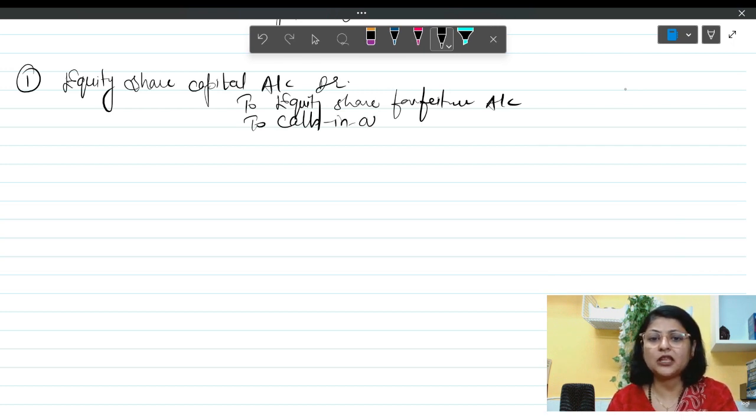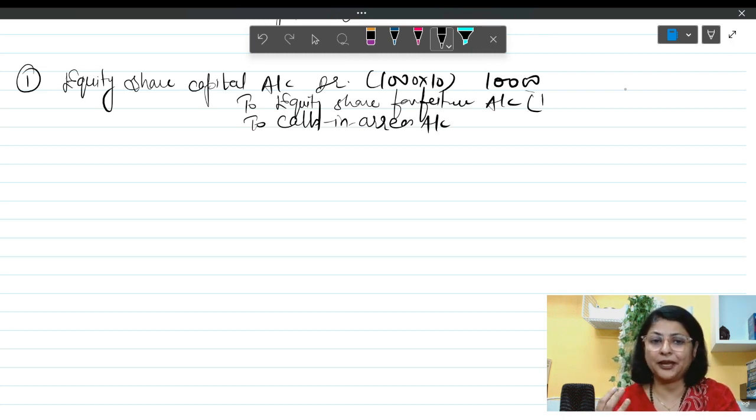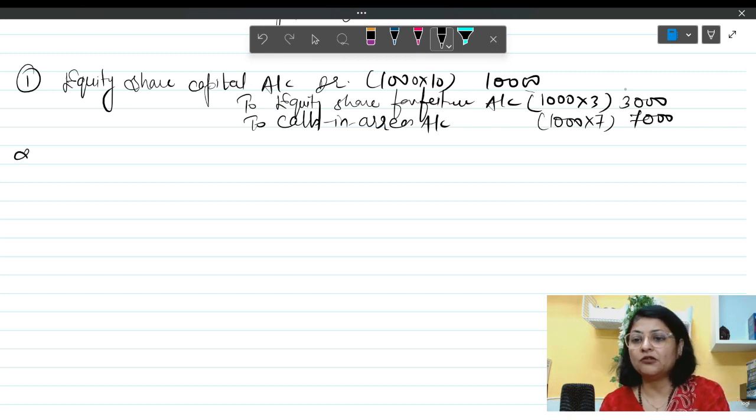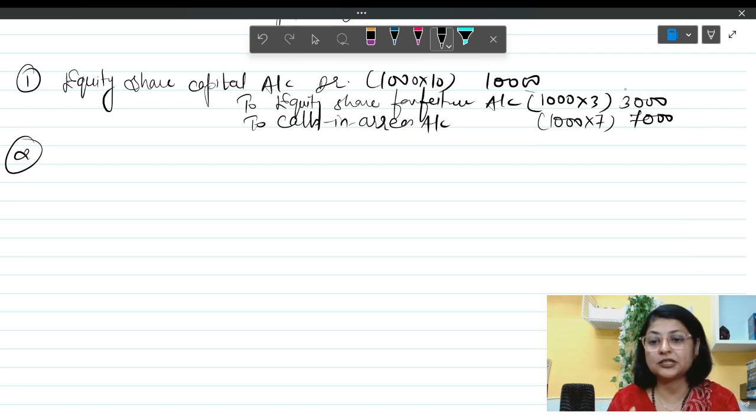So this time we have forfeited 1000 shares of rupees 10 each. 1000 multiplied by 10 is 10,000, on which the shareholder had paid only the application money of rupees 3 per share. So he has paid 3000 rupees and he hasn't paid 7 rupees per share, which will go to calls in arrears. Then out of these we have reissued 600 shares.